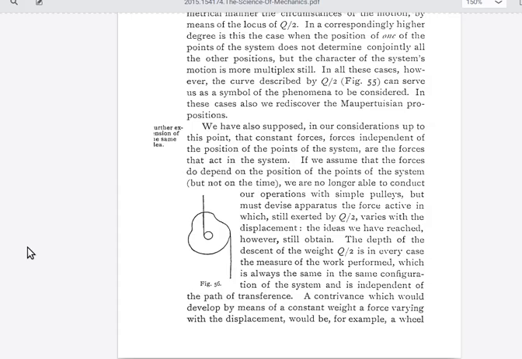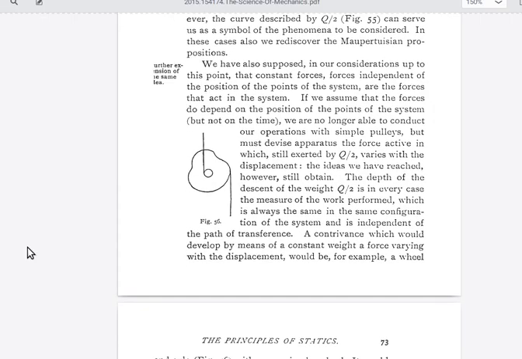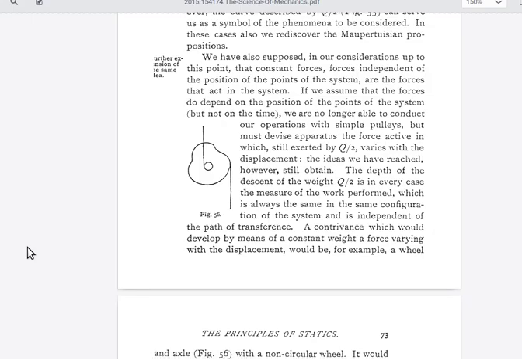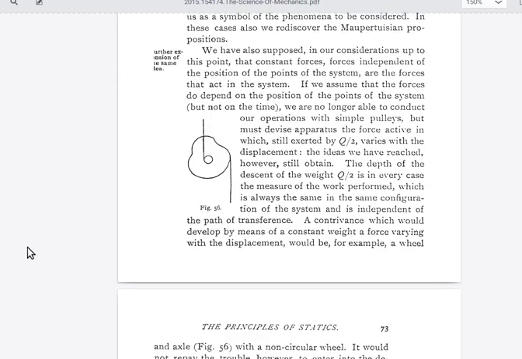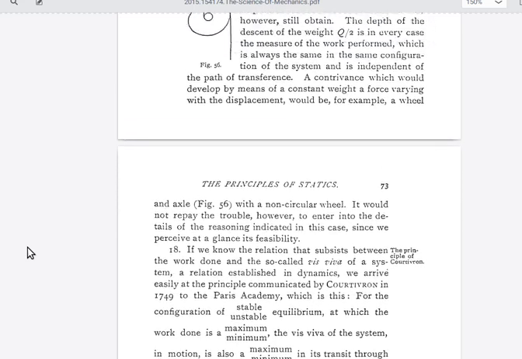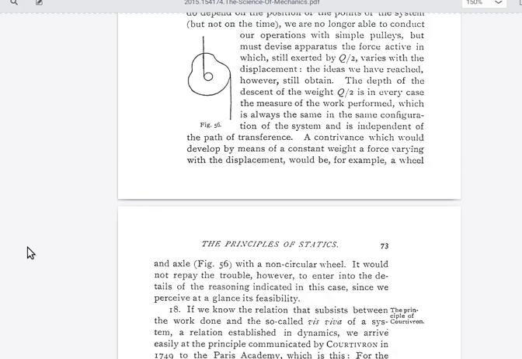The depth of the descent of the weight Q/2 is in every case the measure of the work performed, which is always the same in the same configuration of the system and is independent of the path of transference. A contrivance which would develop by means of a constant weight a force varying with the displacement would be, for example, a wheel and axle, figure 56, with a non-circular wheel. It would not repay the trouble, however, to enter into the details of the reasoning indicated in this case, since we perceive at a glance its feasibility.